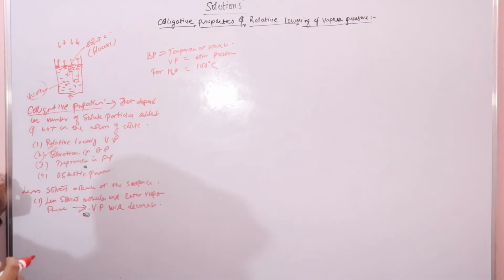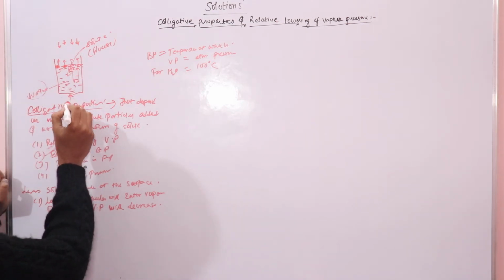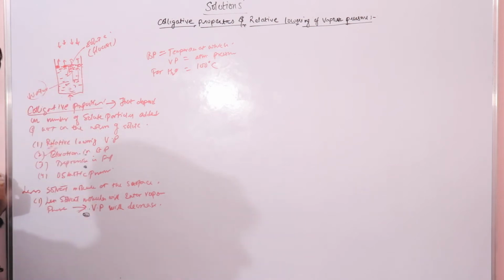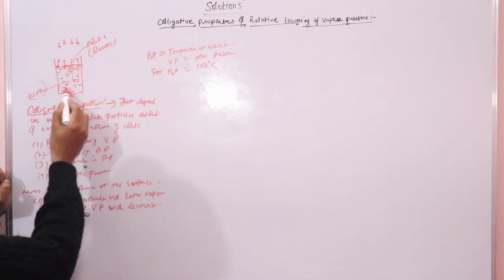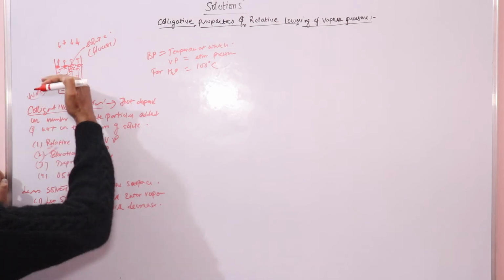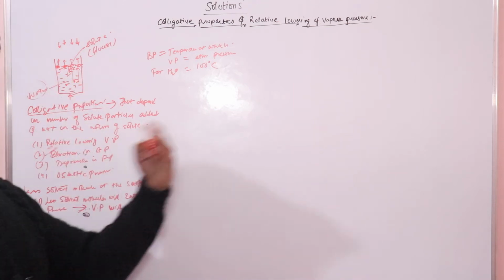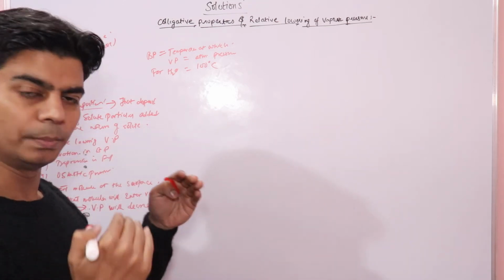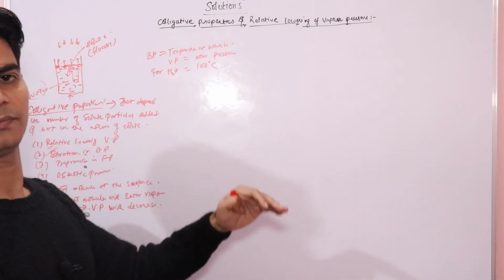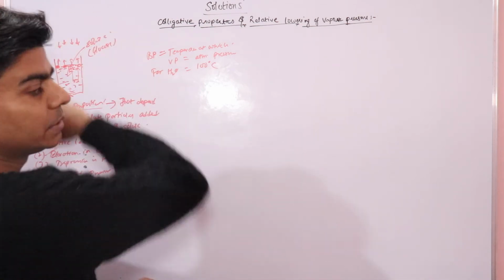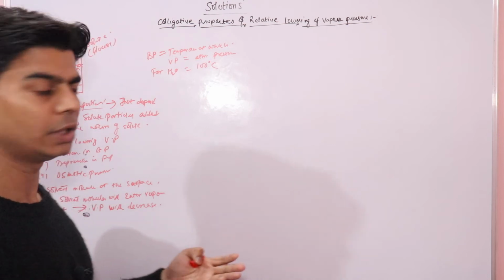Why? Because pure solvent consists of only solvent molecules at the surface, but in the case of a solution you have fewer solvent molecules, so you have to heat the solution to a higher temperature so that more solvent molecules can reach the surface, and from the surface move into the vapor phase to build the vapor pressure. Once that vapor pressure is equal to the atmospheric pressure, the solution will start boiling.